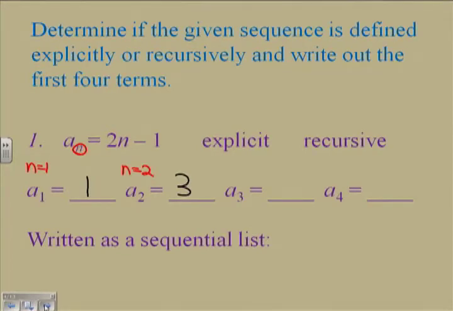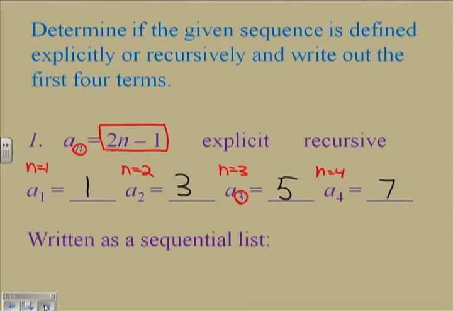Okay? For a sub 3, n is 3. Now, again, I know the notation might be totally new to you. Don't get too fretted about it right now. Take time, and pay attention to the idea that that subscript tells you which term you are looking for. And this rule for the function generally tells you what to do to get that term. Okay? Well, if n is 3, I get 6 minus 1 is 5. And if n is 4, I get 8 minus 1, I get 7.